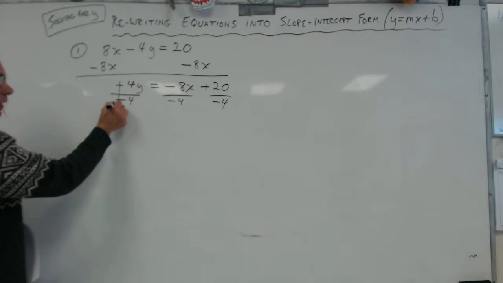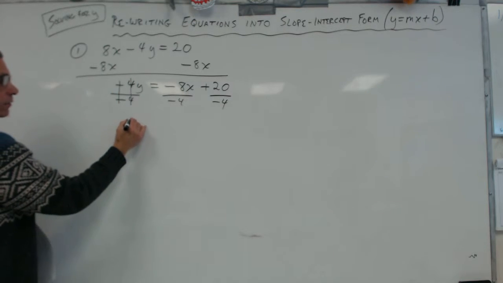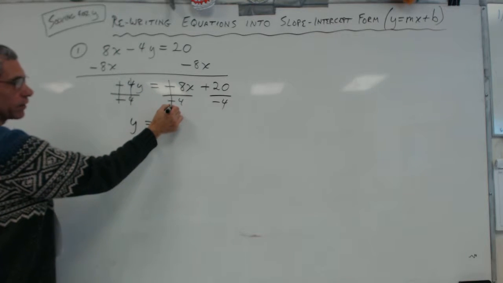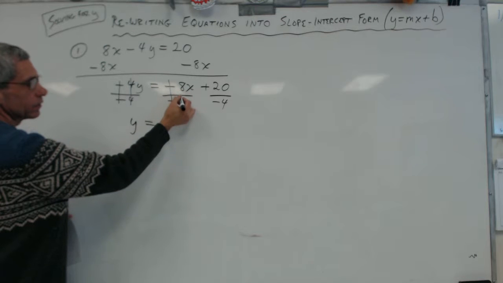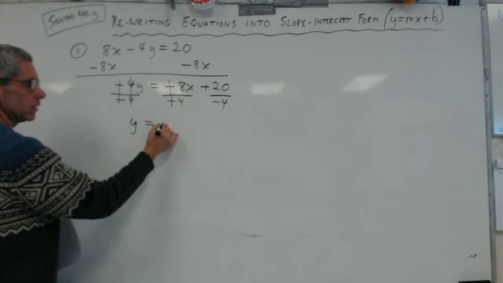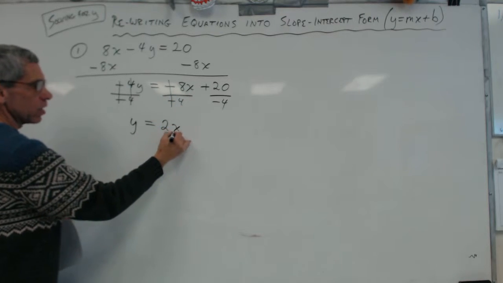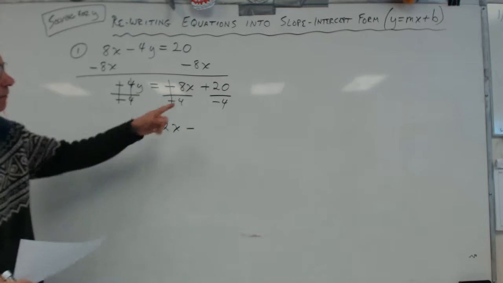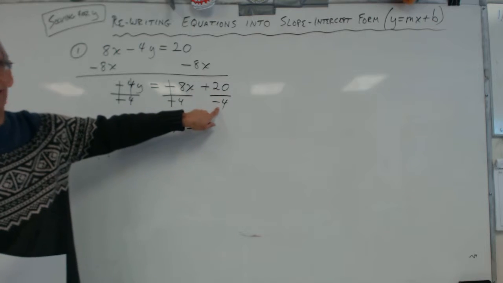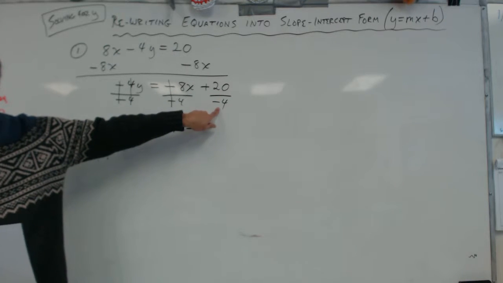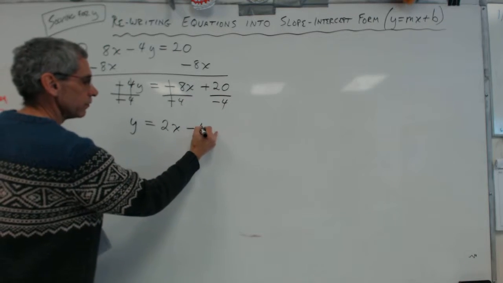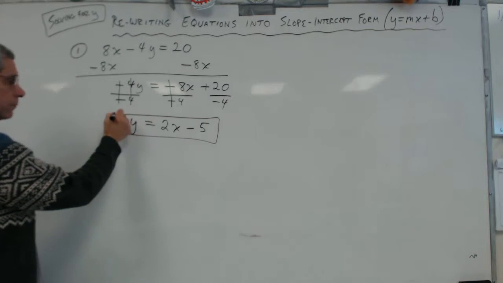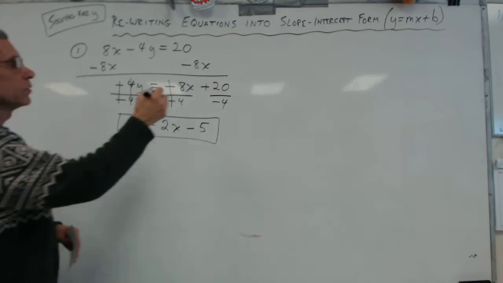So the negative crossed out, the 4 is crossed out. That gives me y equals. I've got the negatives crossed out. I've got 8 divided by 4 is 2, and then the x tags along. And then I've got 20 divided by -4, which is -5, right? So -5, and I'm done. There's my slope-intercept line. Okay? So let's do number 2.